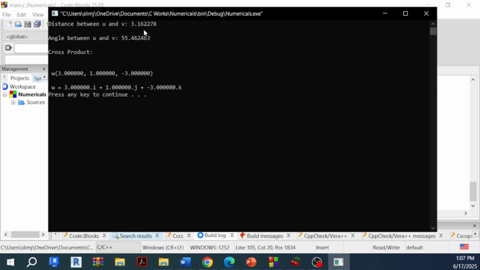Distance between u and v is 3.162278. Angle is 55.46 degrees. Cross product is 3, 1, minus 3. Or w equals 3i plus 1j minus 3k.